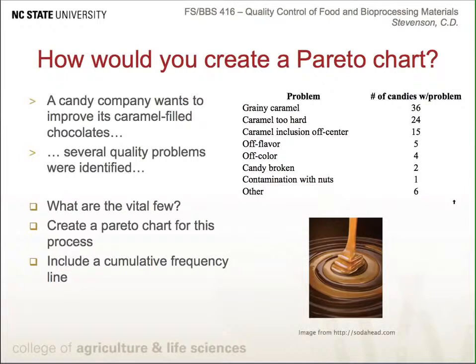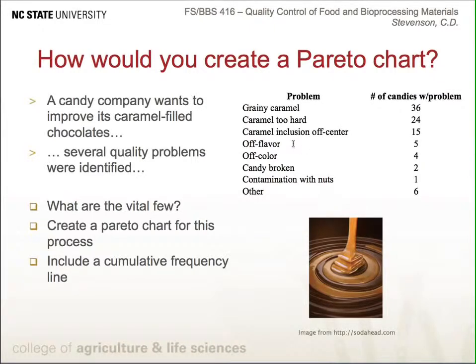And we could illustrate an example of what this might look like in the candy industry. Suppose you're working for a candy company and you're making these caramel-filled chocolate products, and you can identify several quality problems that are just very obvious. Some of them have a grainy caramel texture. In other ones, the caramel's too hard. Sometimes the caramel inclusion is off-center inside the chocolate.